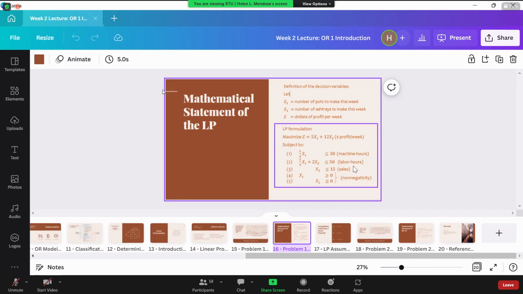So may tanong po ba? Yan po yung mathematical model ng problem ni Sue. May tanong po ba?